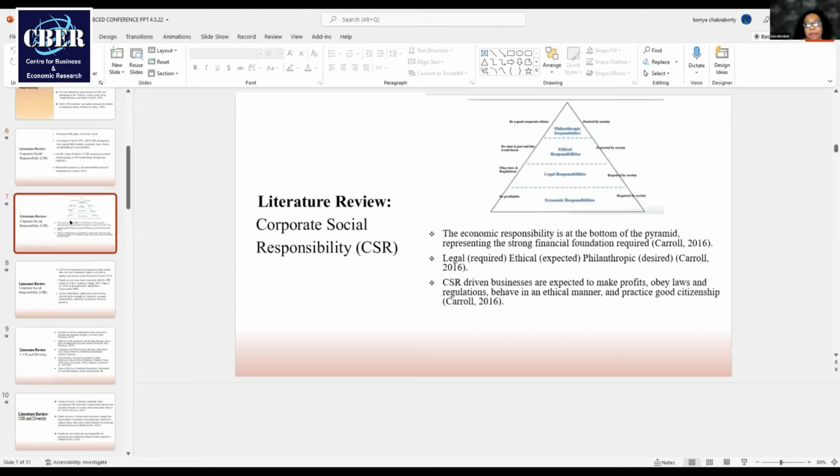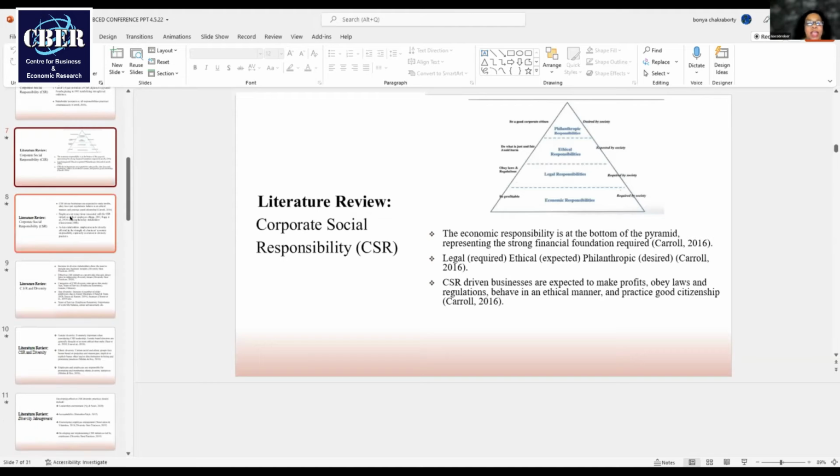Economic responsibility is depicted at the bottom of the pyramid because that represents the strong financial foundation that a business should have. Legal is the next level, which is required. Ethical is expected of businesses, and philanthropic responsibilities are always desired. CSR-driven businesses, therefore, are expected to make profits, obey laws and regulations, behave in an ethical manner and practice good citizenship.